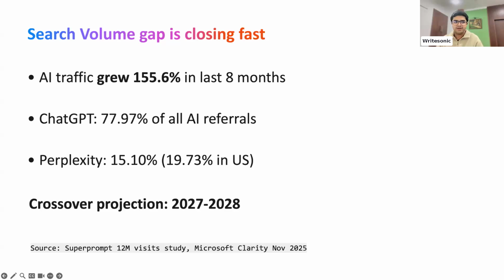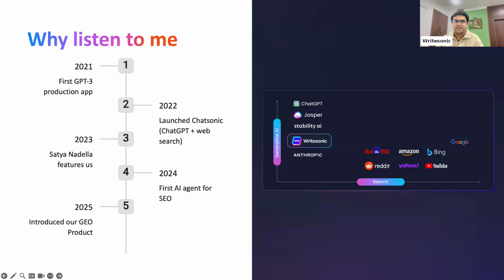Now, before we jump into the actual strategies and the playbook, I just wanted to give a quick context on why listen to me, or why listen to us. So we at Writesonic were one of the first few generative engine applications to go into production back in 2021, when GPT-3 used to be there. We launched our AI content platform at that time, and then ChatGPT launched in 2022. Within 1 week of that, we launched our own AI search chatbot called ChatSonic. So we integrated web search back in 2022, when ChatGPT didn't have it until the middle or end of 2023.